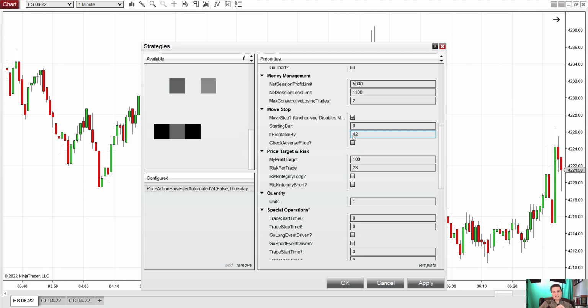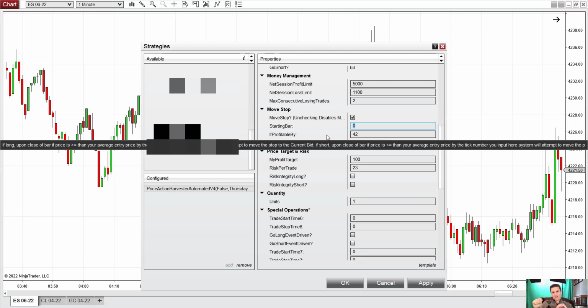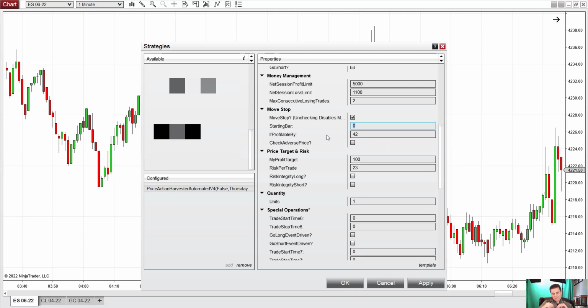But let me quickly go back and explain what this is. Move stop essentially is going to move the stop from whatever the stop was to, if it's in a long position, the current bid, and if it's in a short position, the current ask price. That's what it's going to do automatically for you. And it's going to do that right at 0 bars, meaning from the time you enter the trade, the very next bar. As soon as that bar closes, if I'm profitable by at least 42 ticks, then I'm going to attempt to exit my position. I'm going to attempt to book my profit.